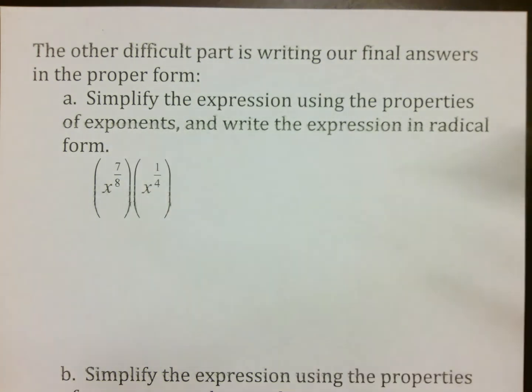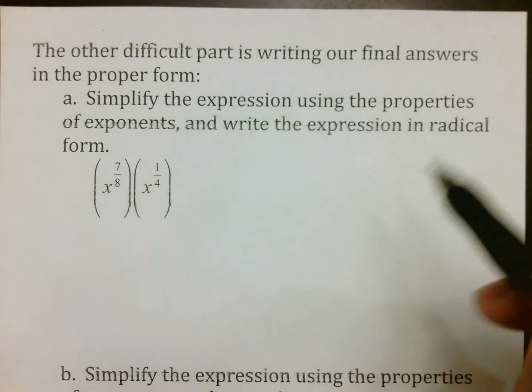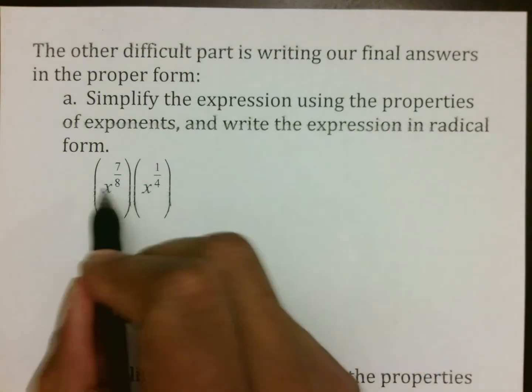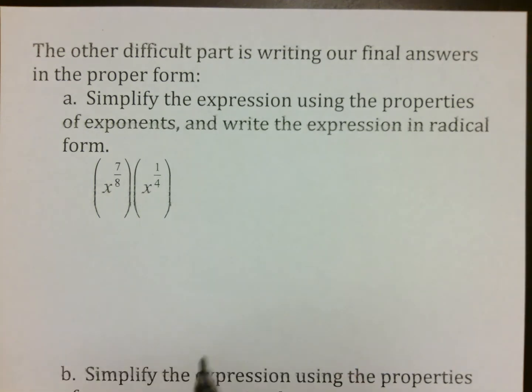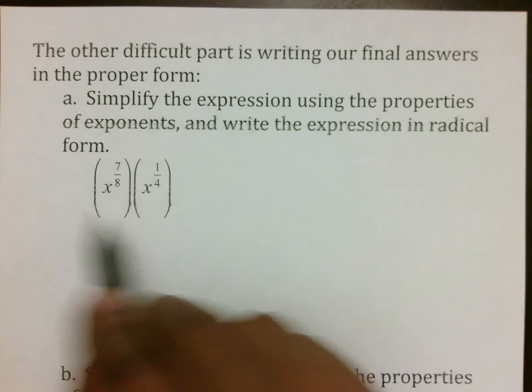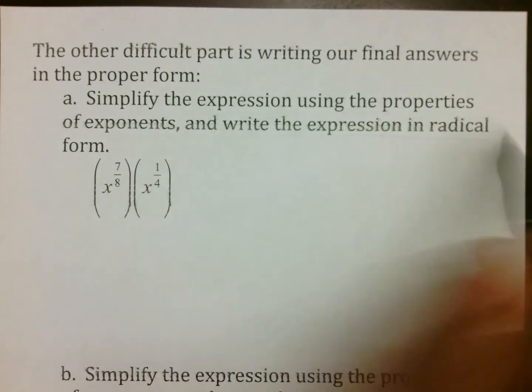You'll see something that says simplify the expression using the properties of exponents, which is what we've already been using, and then write the expression in radical form. Well, here's the thing. The first thing we know is that this is going to make us do something that we've learned over the last couple weeks, but then you get caught up so much in solving it or getting to that answer that you forget about the second part of the direction.